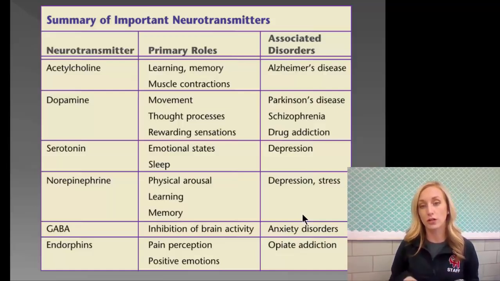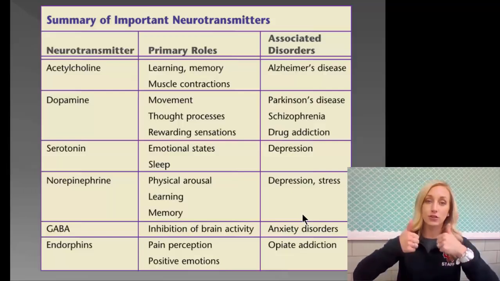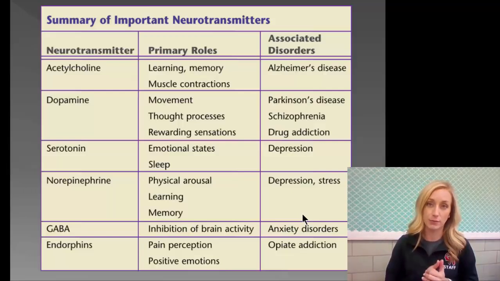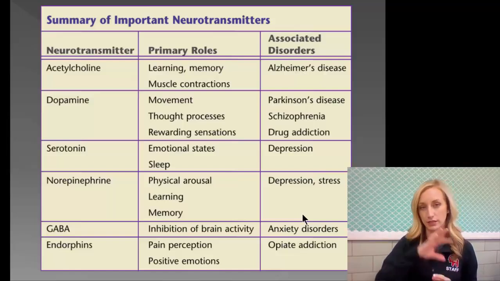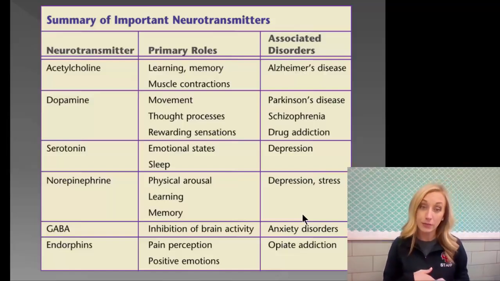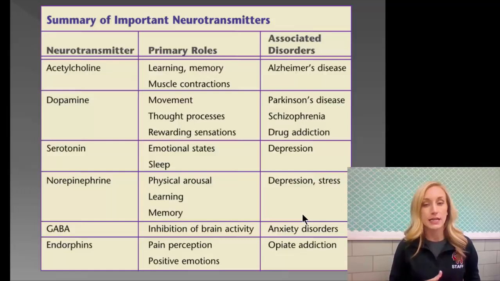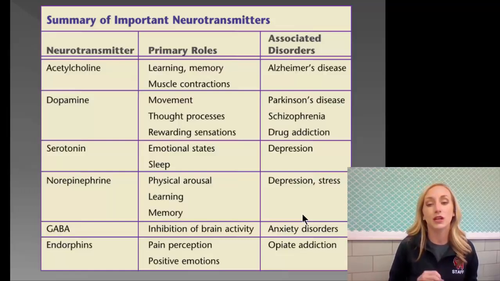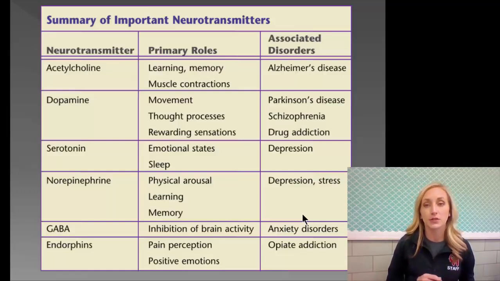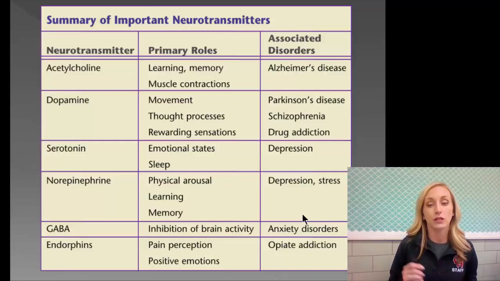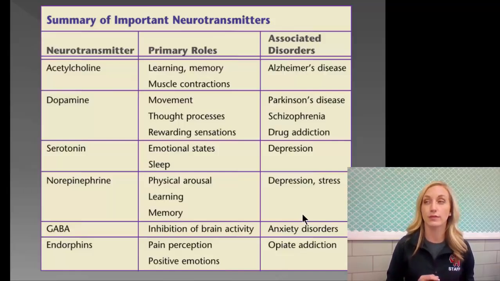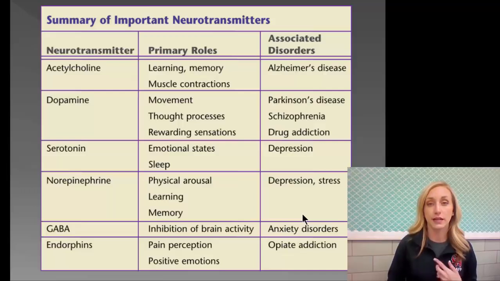Okay, so you would have lowered levels in a depressed state, and you could say increased levels of norepinephrine in a stressful state. GABA, which has a very long, drawn-out name, that's the acronym for the neurotransmitter, its primary role is the inhibition of brain activity. Associated disorders include anxiety disorders, so whether that be generalized anxiety disorder or even panic disorder or phobias.